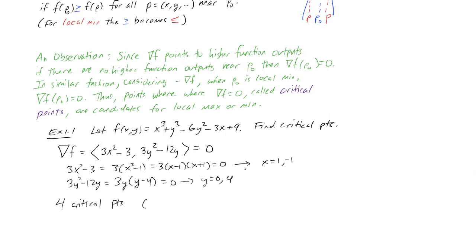So we'll have x coordinate 1, y coordinate 0; x coordinate 1, y coordinate 4; x coordinate negative 1, y coordinate 0; and x coordinate negative 1, y coordinate 4. So those are our critical points. At these 4 points, the gradient is 0. We don't know which one's a max, which one's a min. We could use a graph, but we'll see in the next section that we can use something called the second derivative test to classify these points.